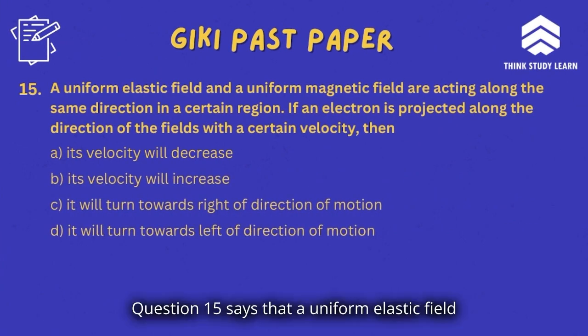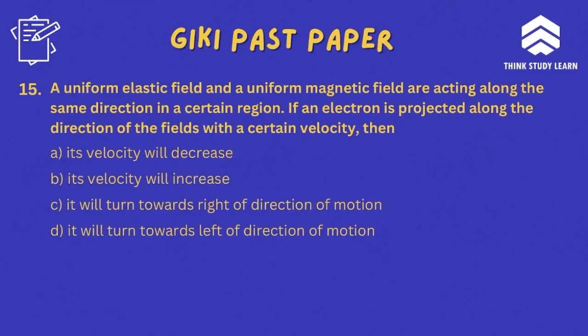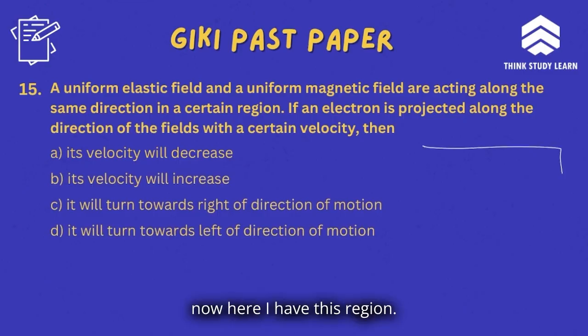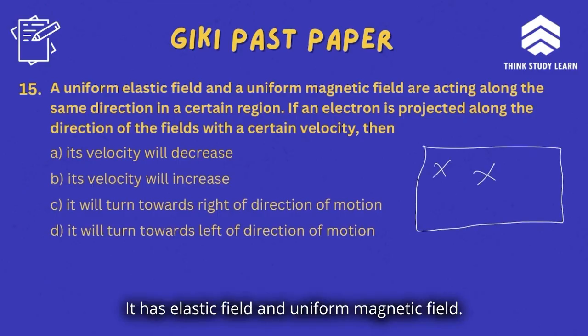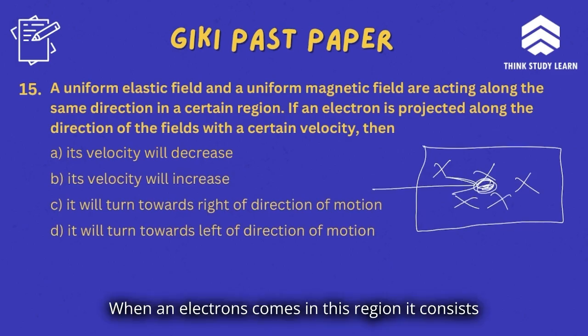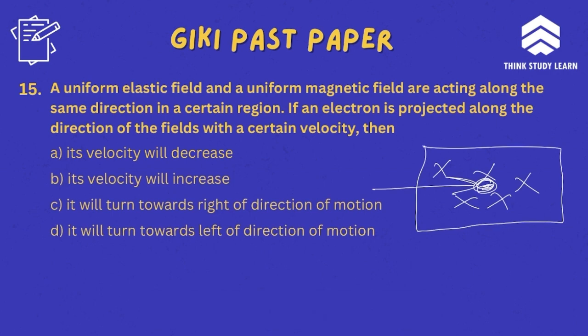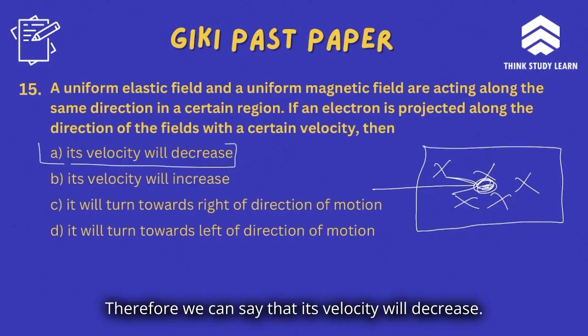Question 15 says that a uniform electric field and a uniform magnetic field are acting along the same direction in a certain region. If an electron is projected along the direction of the fields with a certain velocity, then, now here I have this region. It has electric field and uniform magnetic field. When an electron comes in this region, it experiences the electric field. And as the electron enters these fields, it will decelerate and the field will oppose the motion of the electron. Therefore, we can say that its velocity will decrease.